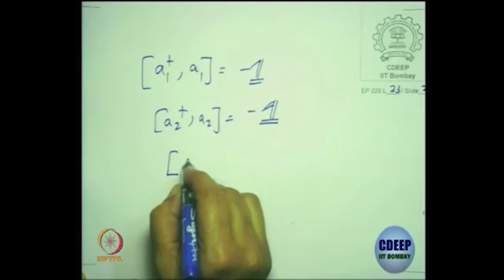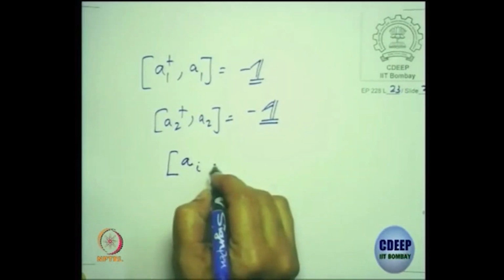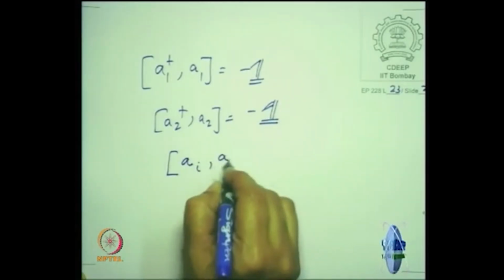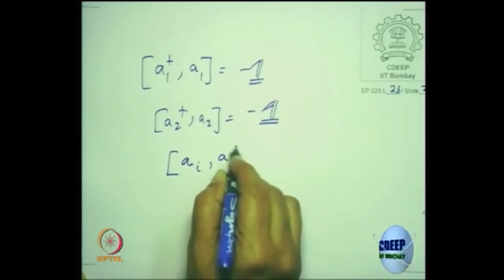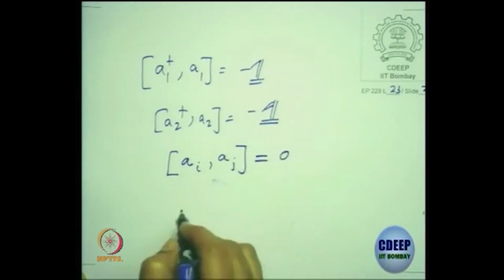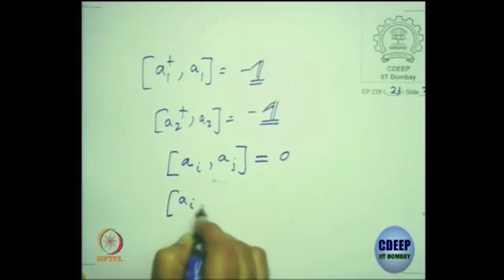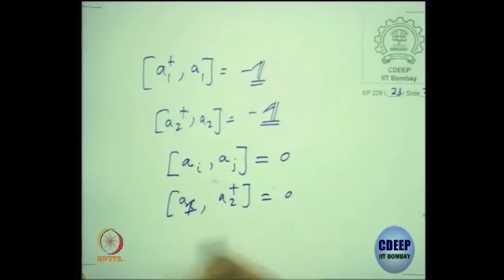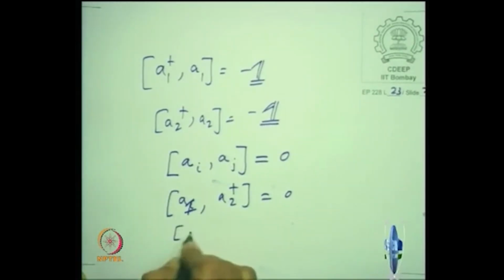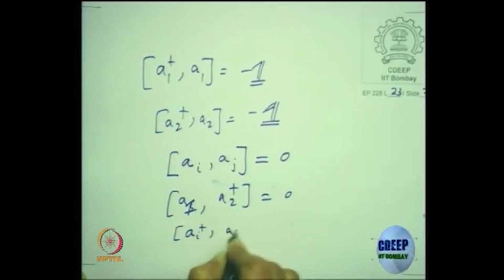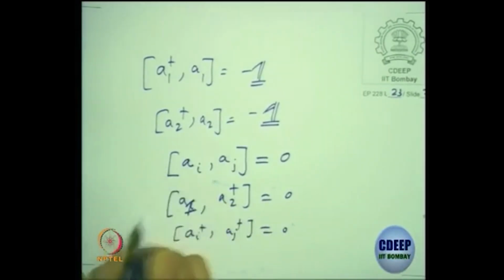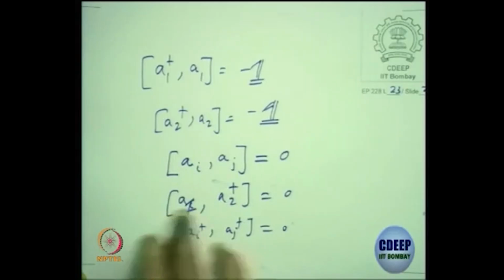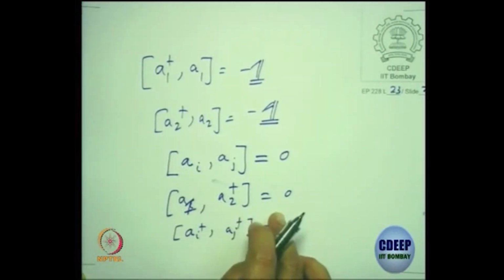it means Ai with Aj is 0. You can also write A1 with A2 dagger is 0 and so on, right? Similarly, Ai dagger with Aj dagger is 0. That is trivial, the top one and this one. But this intermediate one tells you that these two harmonic oscillators are not interacting.